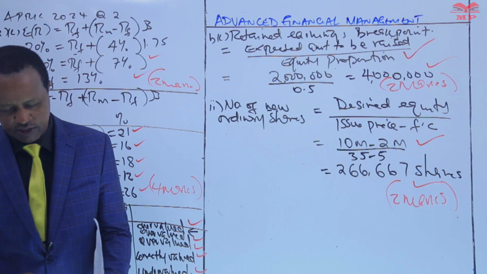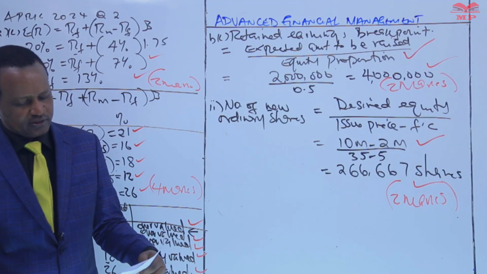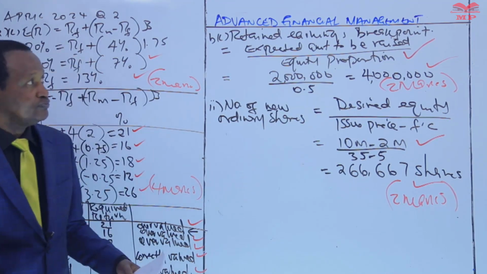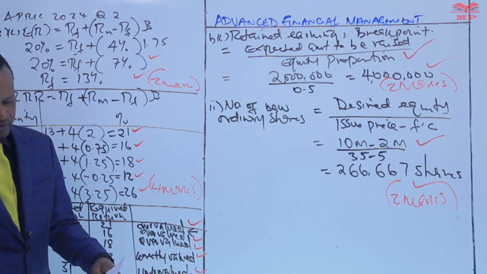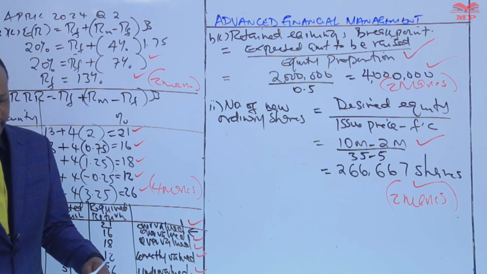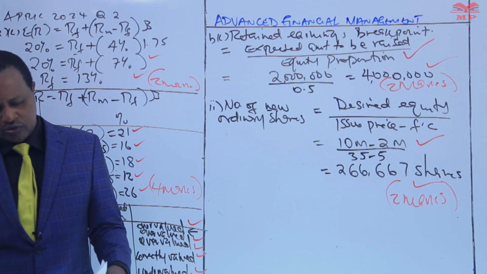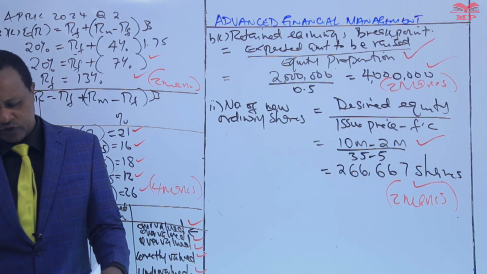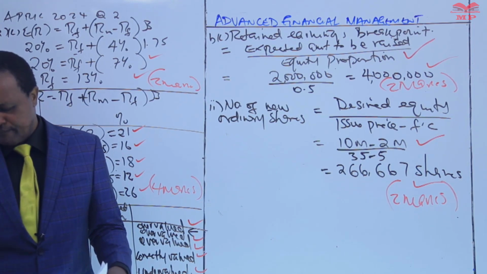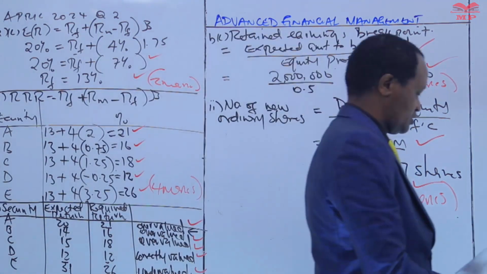So let's proceed and calculate the weighted marginal cost of capital in each of the intervals between the breakpoints. So let's do it.